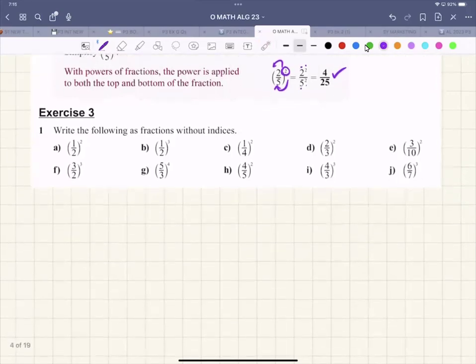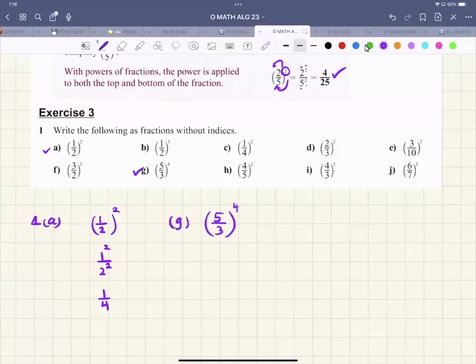For example, in part A, this is 1 over 2 raised to power of 2, which is 1 raised to power of 2 over 2 raised to power of 2, which is 1 over 4. Similarly, if I focus on part G, that is 5 over 3 raised to power of 4. This is 5 raised to power of 4 over 3 raised to power of 4. 5 raised to power of 4 is 625, 3 raised to power of 4 is 81. That is the answer for this particular part.